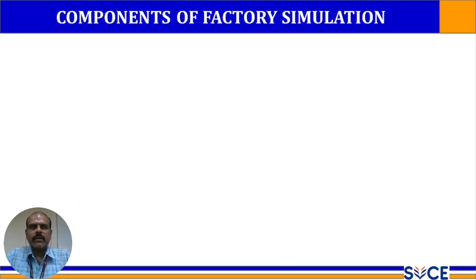So components of factory simulation. When you want to simulate, what all are the components necessary? Basically, there are two approaches. Approach number one is the top-down approach. Let us take a huge factory, and from the factory level, we can break it down into processes, and for each process what cells are necessary, and for each cell what machines are necessary. That is, the top entity will be the factory, and we narrow down to the components.